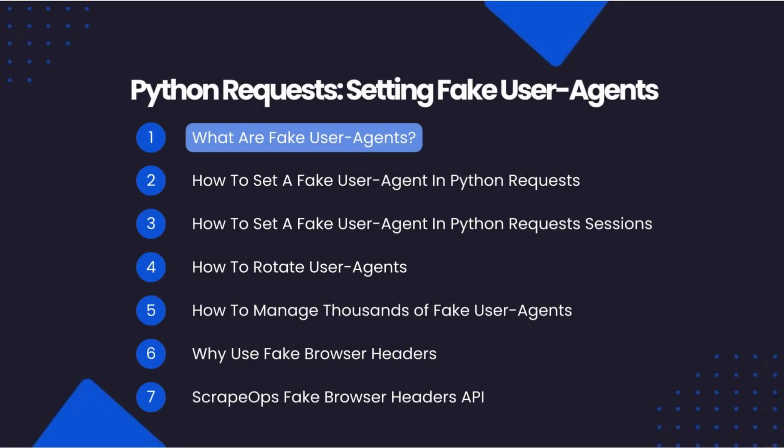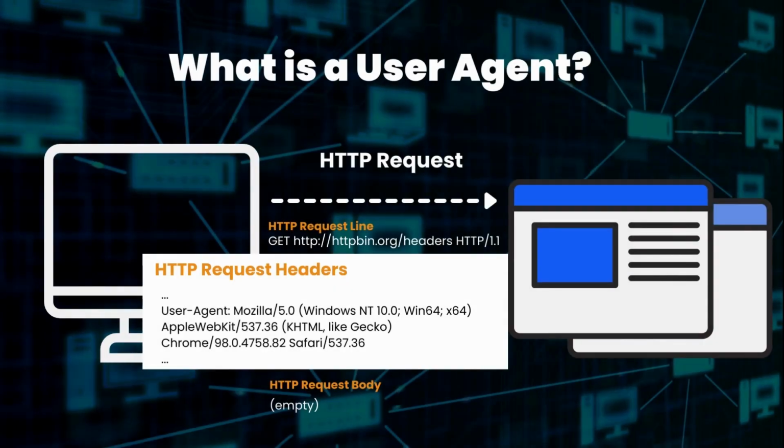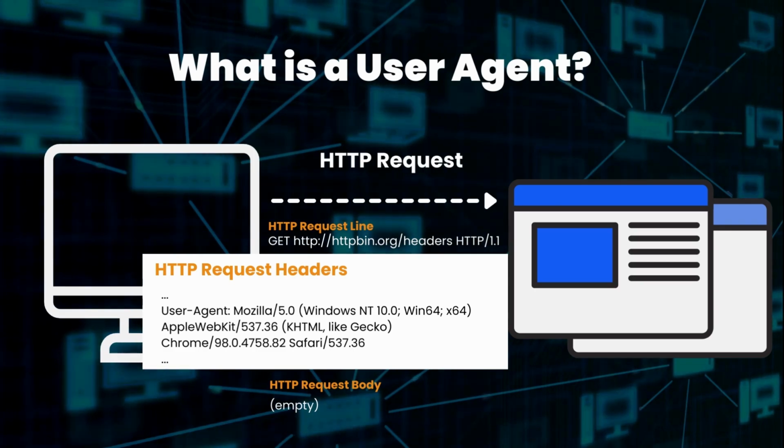What are fake user agents? User agents are strings that let the website that you're scraping identify things like your application, your operating system, your browser, etc. They are sent to the server as part of the request headers. When scraping a website, you also need to set user agents on every request, as otherwise the website might block your requests because it knows you aren't a real user.